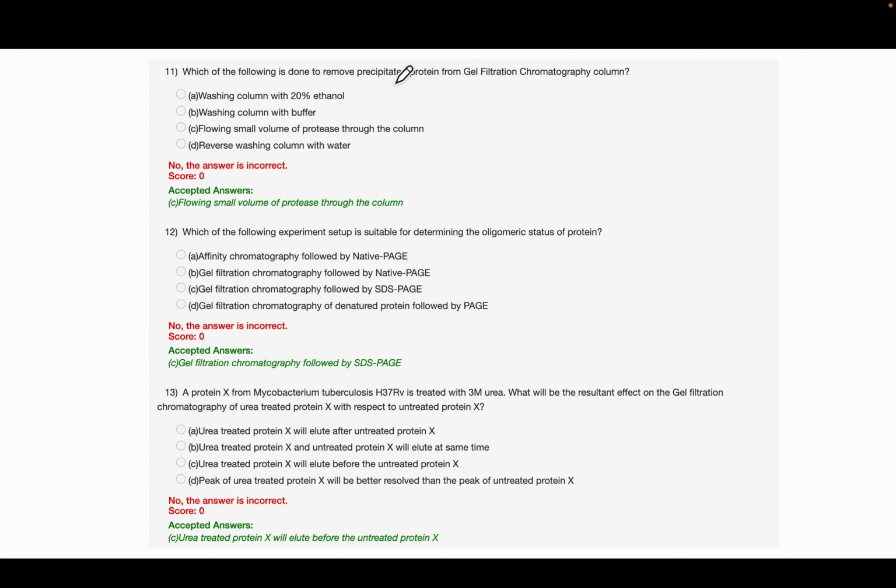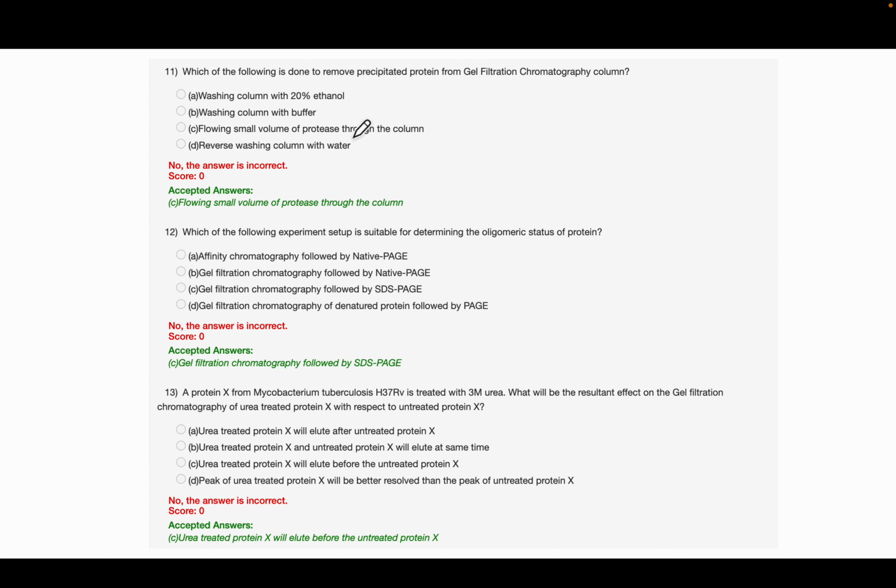Which of the following is done to remove precipitated protein from gel filtration chromatography? Options are washing the column with 20% ethanol. This is basically done to store the gel bed, so it doesn't allow any microorganism to grow. It helps in storing the bed, but it doesn't make sure that you are removing precipitated protein. Washing the column with only buffer also doesn't make sure that your precipitated protein will get away.